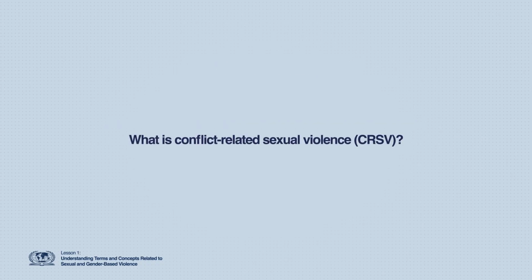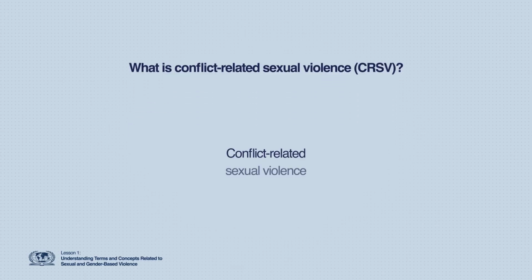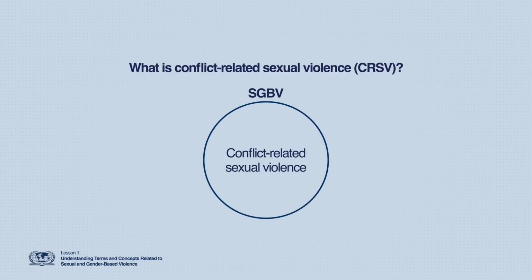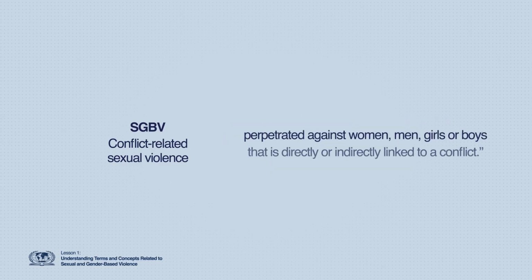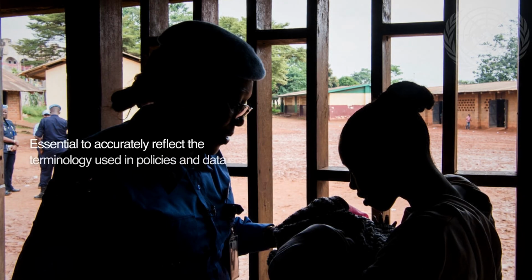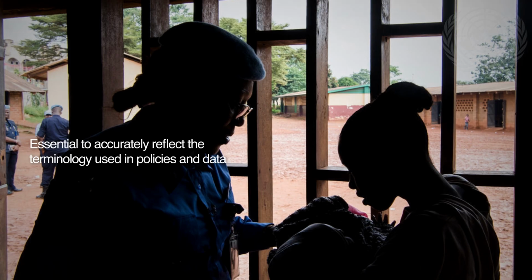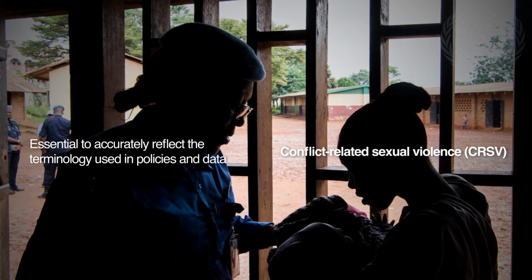What is conflict-related sexual violence, CRSV? Conflict-related sexual violence falls under the broader umbrella of SGBV. It refers to rape, sexual slavery, forced prostitution, forced pregnancy, forced abortion, enforced sterilization, forced marriage, and any other form of sexual violence of comparable gravity perpetrated against women, men, girls or boys that is directly or indirectly linked to a conflict. The broader term, SGBV, should be preferred, but it is essential to accurately reflect the terminology used in policies and data, which often focus on CRSV.